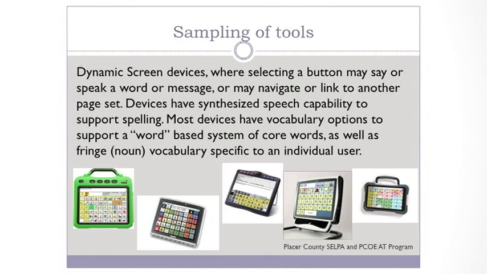So these are typically our dynamic screen devices, where one button typically navigates to another page in the system. They typically have synthesized speech to support spelling, and most of the devices also come with a very robust language system, which supports a word-based system so that kids start to learn how to do core words and program in their own particular noun vocabulary.